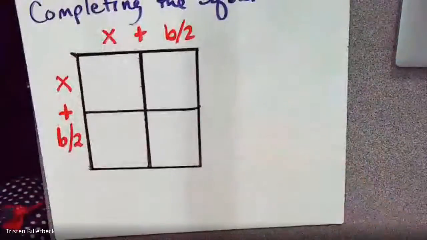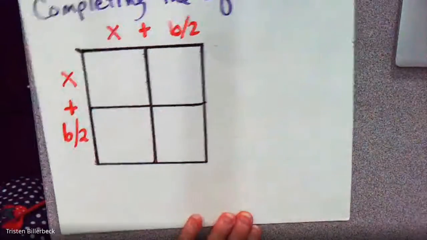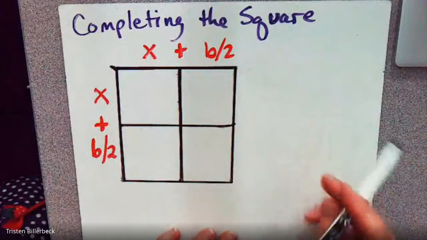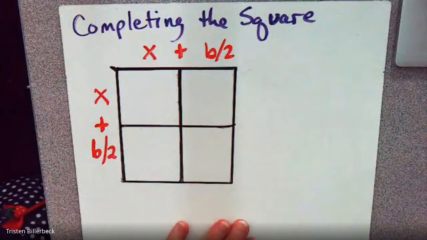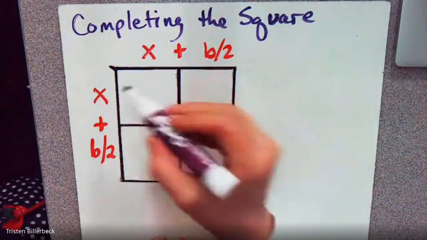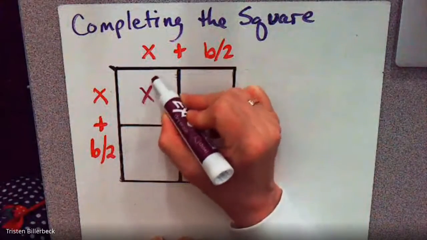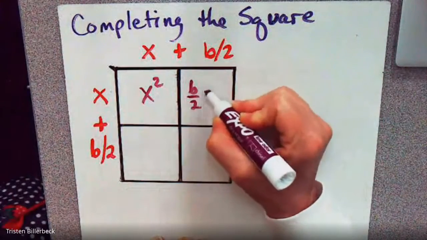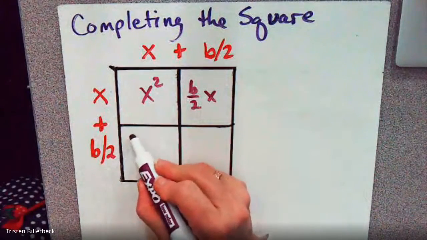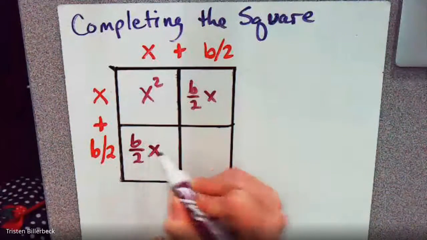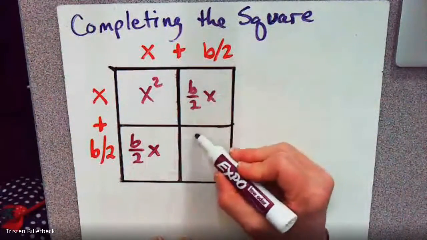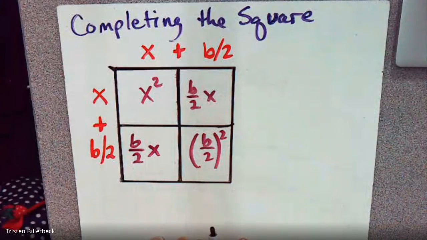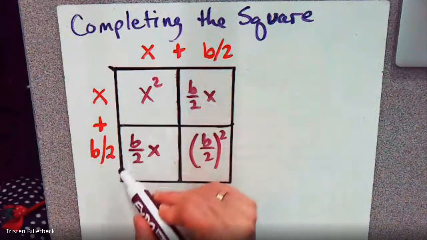All right, so let's look at completing the square now. We've been using the diamond box. So we are going to actually look at the mechanism for completing the square. We know that x times x is x squared, and x times b over 2 is b over 2 x. This is also b over 2 times x. And if we square this, it is b over 2 squared.